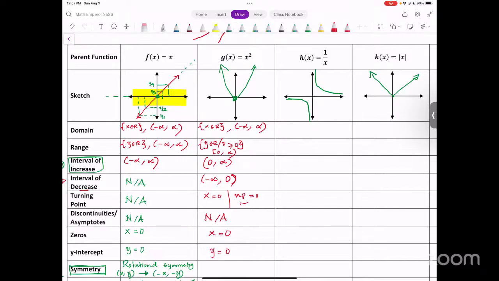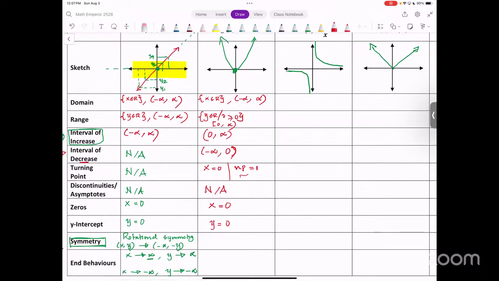Symmetric, the graph has a symmetry, it's called line of symmetry. So it's a line of symmetry. The equation of the line of symmetry, x is equal to 0. So it's basically the equation of the axis.